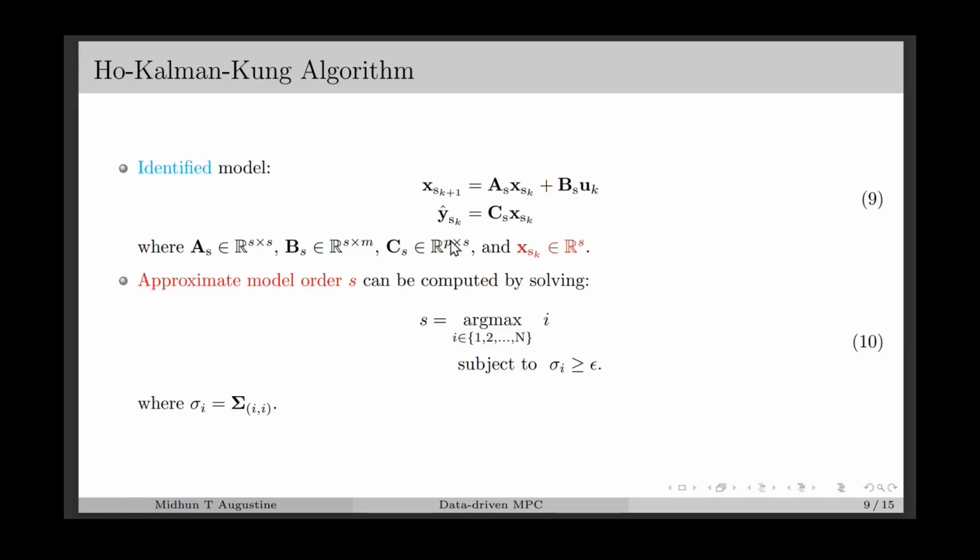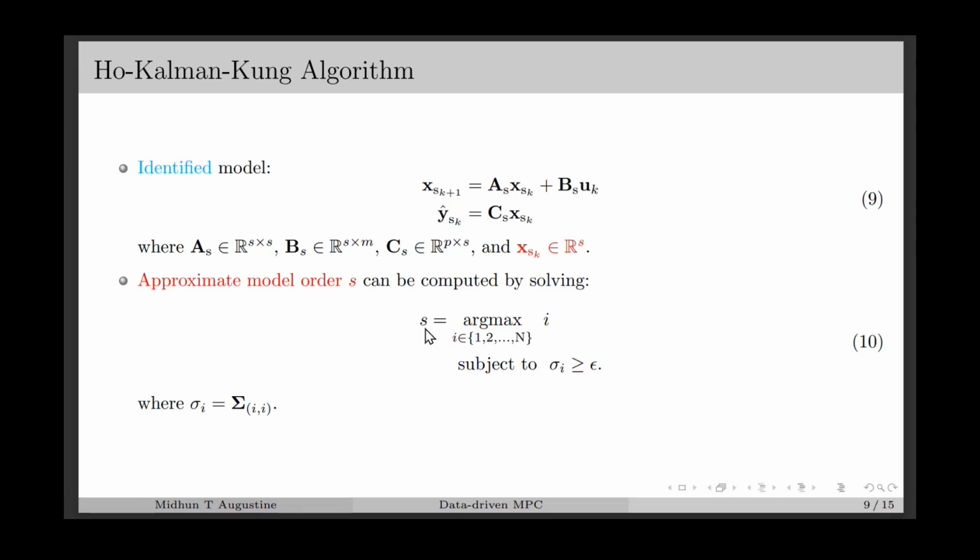The approximate model order S can be computed as in equation number 10, where we introduce some tolerance epsilon to the singular values and identify the number of singular values in the sigma which are greater than or equal to epsilon. And by solving this equation, we obtain the value of S.